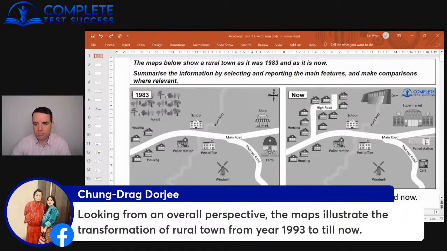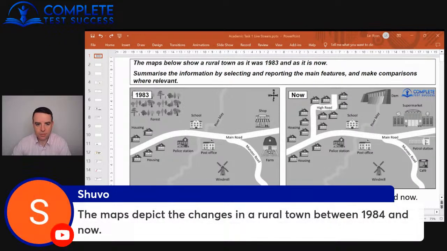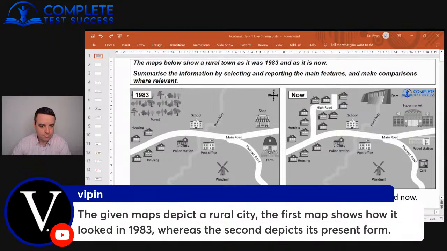So we're looking at the same problem as we had with Shuvo earlier on, where you now have inaccurate information and you're dragging down your score, your task achievement score.